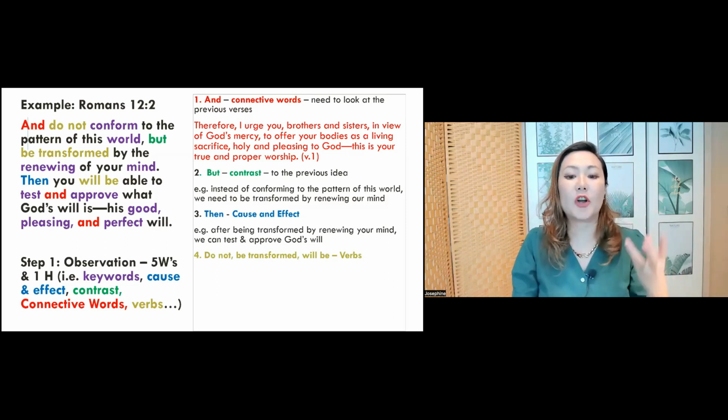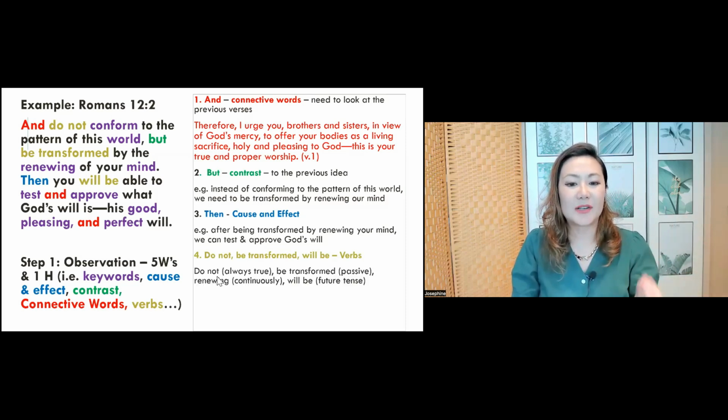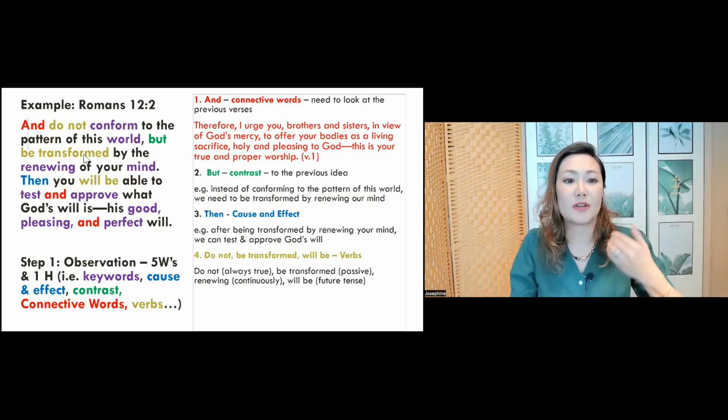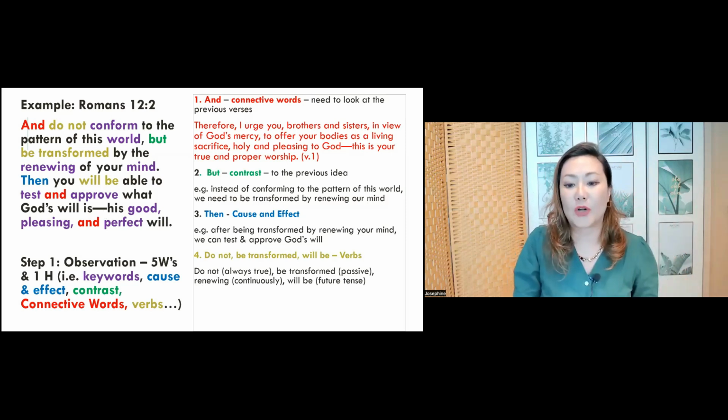Another one: verbs. There are many verbs here. "Do not," "be transformed," and "will be." If you study it closely, "do not" is always a command, right? So it's a command that we don't conform to the pattern of this world. And "be transformed" is a passive voice, right? We need to be transformed by continually renewing. It's a continuing verb, that we need to continue renewing our mind. And after that, you'll be able to test and prove what God's will is.